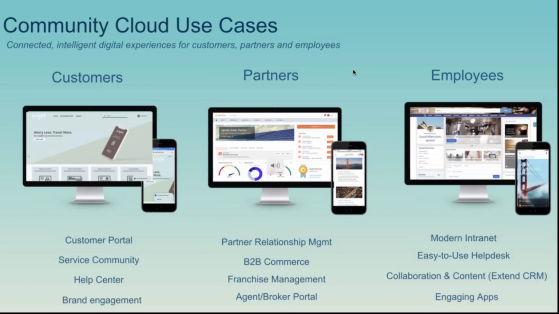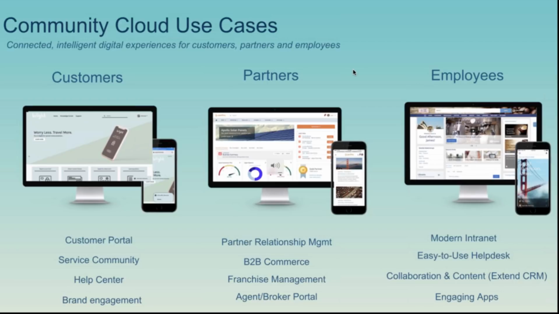So when our customers come to us and say, hey, we want to deploy Community Cloud, they usually have one of three key personas in mind. They're developing something for their customers or their partners or their employees. So let's talk about a few use cases with each of these personas. For the customer persona, our customers usually want a customer portal or service community. So what is a customer portal? A customer portal is a great fit for industries like financial services or insurance, and they want a really great experience where their customers can come in, access their account information, update their account information, and then do complex business flows. Like, for example, if you want to apply for a credit card, you can do that in a customer portal.